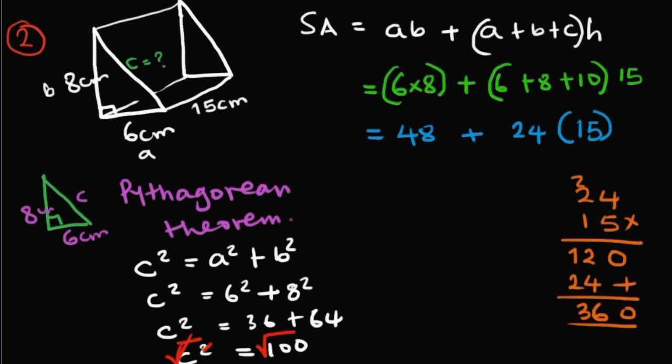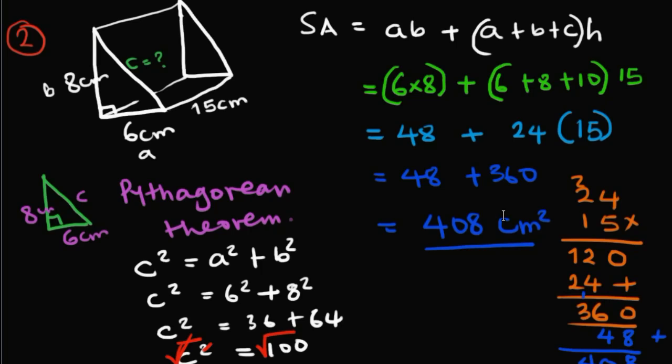So we get 48 plus 360. So let's add there 48. So this is 8, this is 10, we write 0 and carry 1, we get 4. So we get 408 square centimeters as our surface area. Now let's go on and get the final example. And this is going to be example number 3.